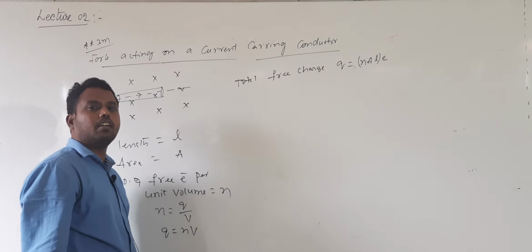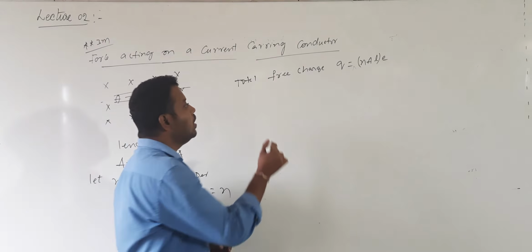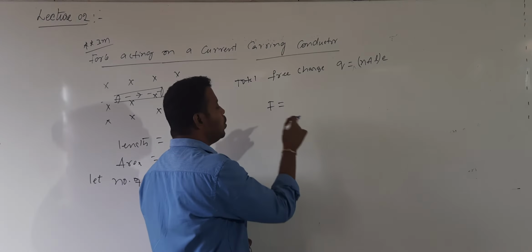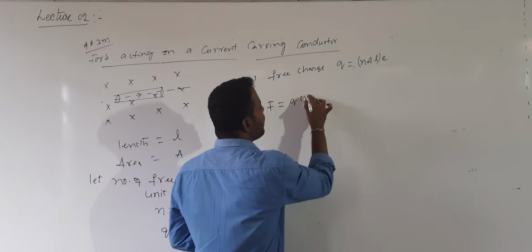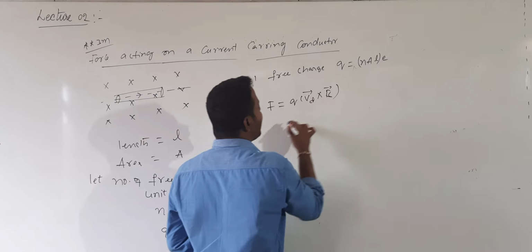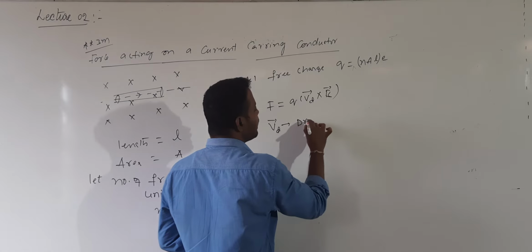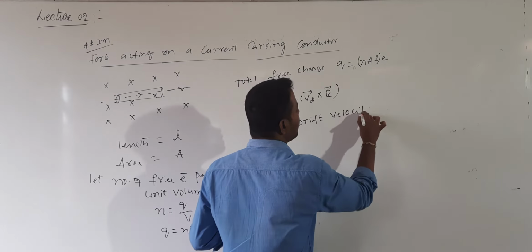Do all the free electrons experience a force? Not only one electron, all of them. The total net force acting on all the electrons, or the total net force acting on the conductor, is given by Q into V bar cross B bar. What is V_d bar here? V_d bar is called the drift velocity, the drift velocity of each electron. What is drift velocity?